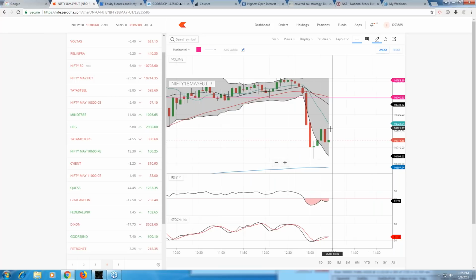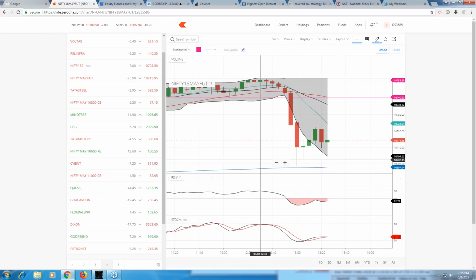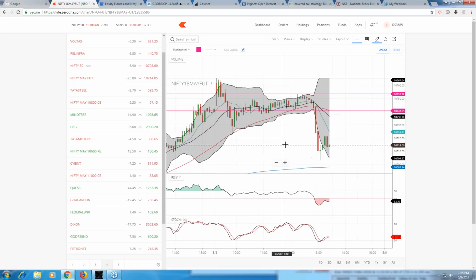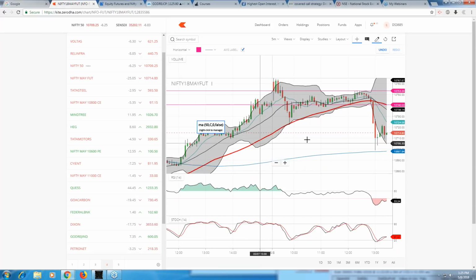I've created a buy position. I've bought the 11,000 call at some 33 rupees or so. So let's see how it goes. Maybe 2-3 points or 4 points, I'll take an exit from here. So entry you will do whenever there's a squeeze taking place. There are many ways to take entry, but I'm giving you one example.